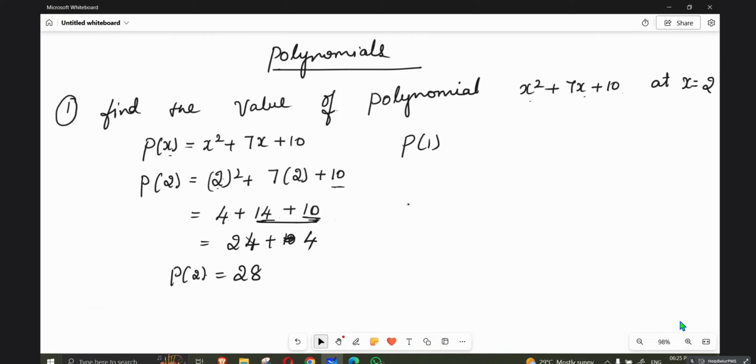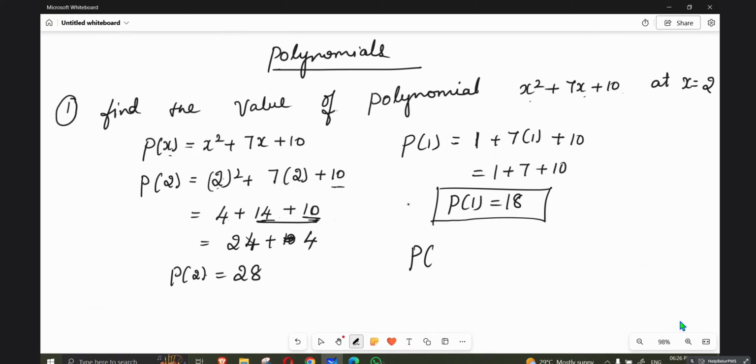You are getting 17. Okay, 18 is the answer. Correct, 18 is the answer. 1 squared plus 7 into 1 plus 10. So you will get 1 plus 7 plus 10. You will get 18. So P of 1 is equal to 18.